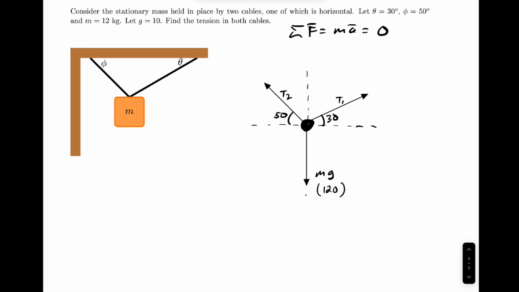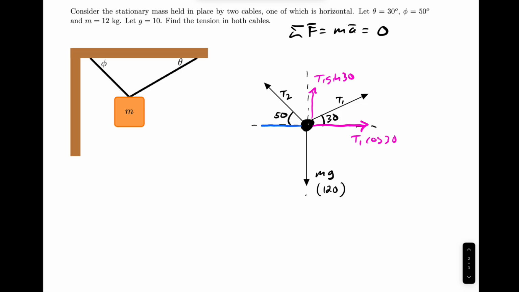Okay, so let's go through and analyze this one. All right, now we've already done this part before, so this component here for T1 is going to be equal to T1 cosine of 30. And it's going to have a vertical component here, and we'll call that one T1 sine of 30, just like we did before.